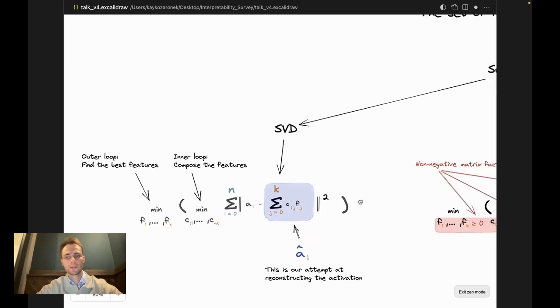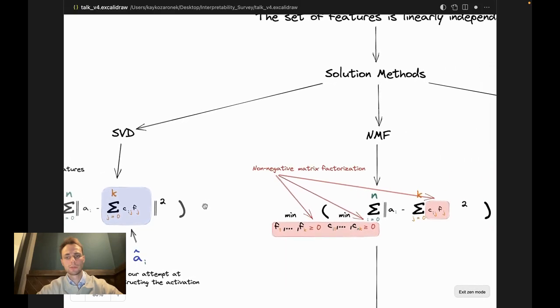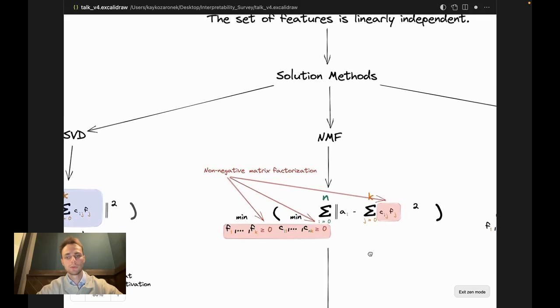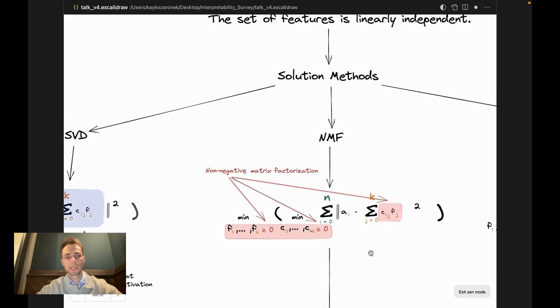Now, one quite similar thing that we can do is called non-negative matrix factorization. The only difference between this and SVD is that now, instead of minimizing over all features and coefficients, we assume that these are non-negative. This assumption makes quite a lot of sense when we look at neural networks that have ReLU activation functions, where every number smaller than 0 gets cut off.